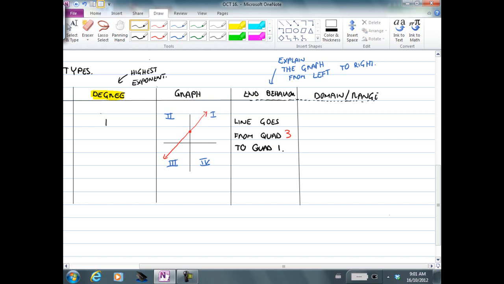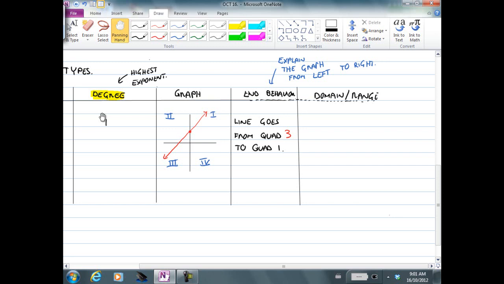Yep, it's always going to start with quadrant 2 or 3. And then you explain which way it's going. This is called end behavior. Easy. Guys, gals, domain and range. You should be able to do this from grade 10. Back in grade 10 days.